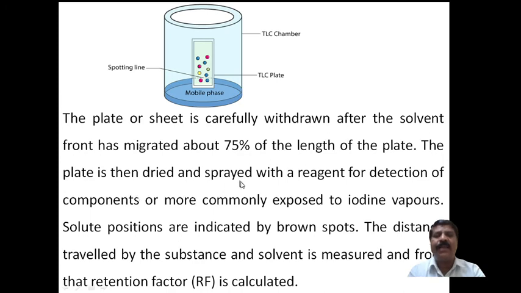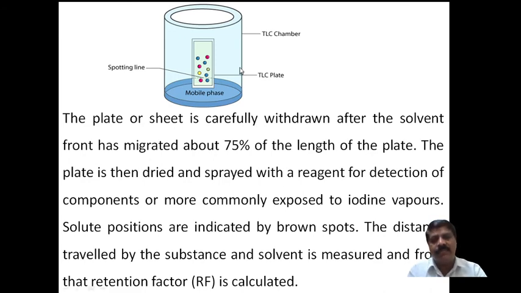The plate is then dried and sprayed with the reagent for the detection of components, or more commonly exposed to iodine vapors. By exposure to the iodine vapors, it becomes a brown color. The positions of the compounds are indicated by brown spots. The distance traveled by the substance and the solvent is measured. From that, we have to calculate the retention factor.